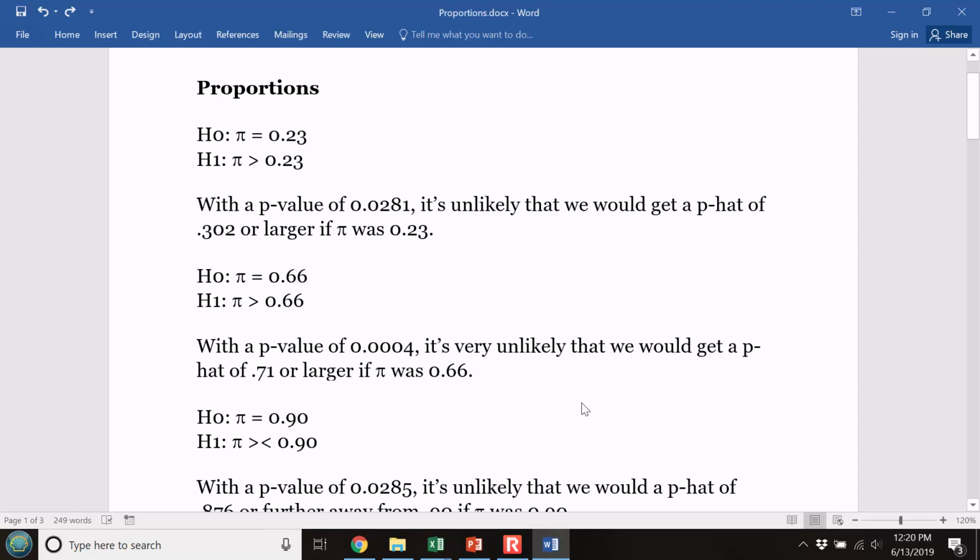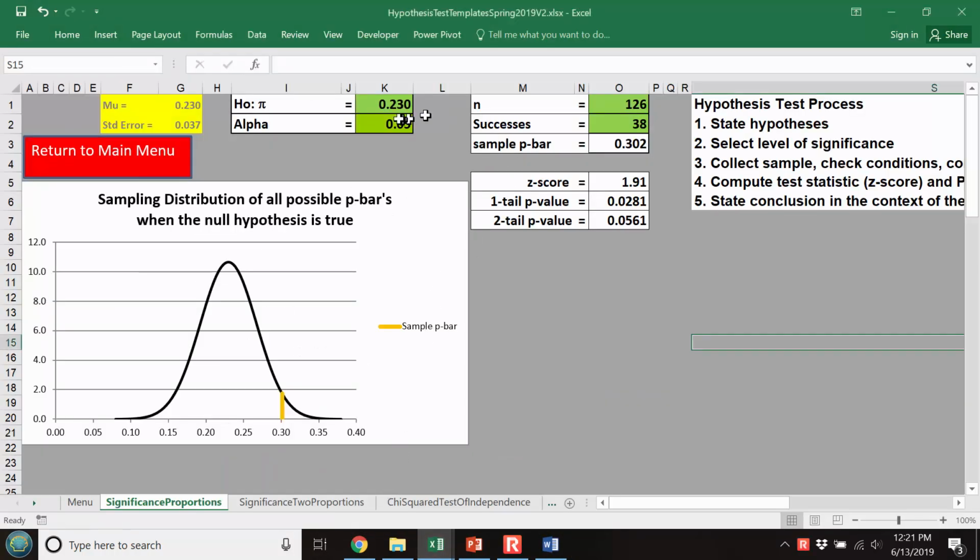Okay, so here's where we left things. We have hypotheses. The population of all cars on the road, 23% are uninsured, or it's bigger than that. We found a p-value. What's the probability that we would get a p-hat of 30% or larger if this was true from our sample? Let's go back and look at the hypothesis test template.